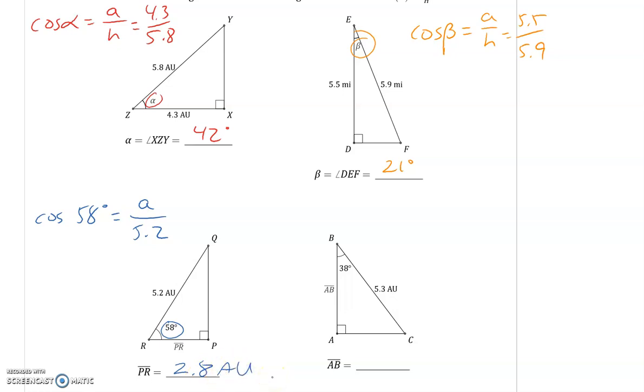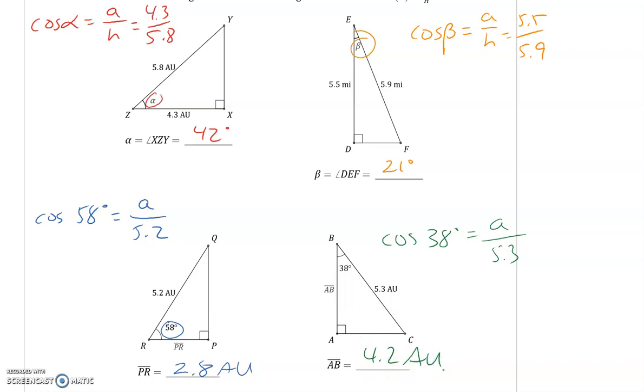AUs long. And then our last one we've got over here, we've got the cosine of 38 degrees. And that will be the adjacent over the hypotenuse, and the hypotenuse is 5.3. So again, another cross-multiplying one. So the cosine of 38, and then we'll times that by 5.3, divide it by 1, and we end up getting AB is approximately 4.2 AUs long.